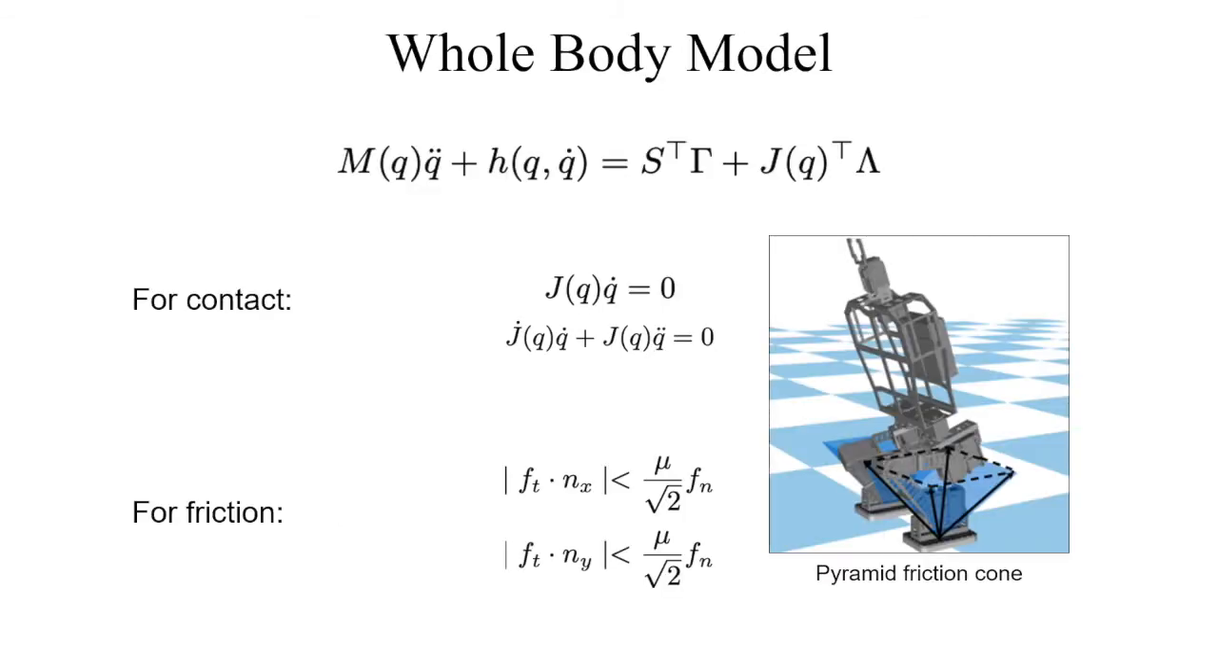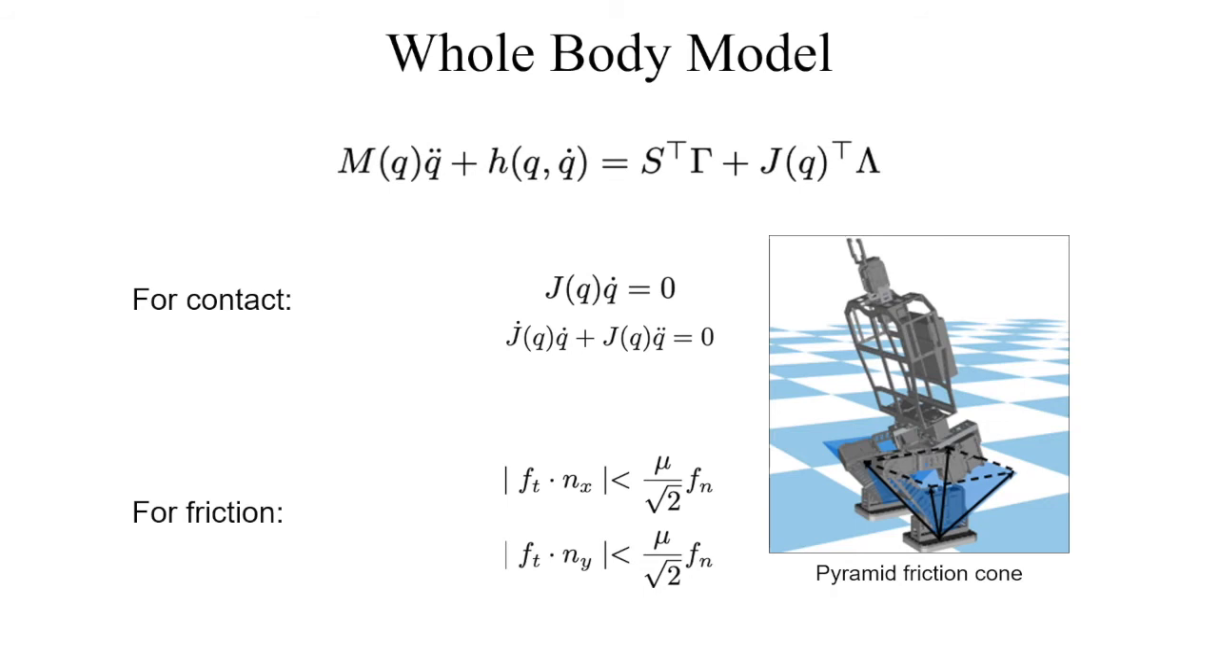Here is the whole body model. After solving the simplified model, we use a full model to command the robot to track the trajectory while considering the contact and the friction constraint. The first equation shows the whole body dynamics. M is the inertial matrix. H collects the Coriolis, centrifugal, and the gravitational forces. Gamma is the joint torques. S is the selection matrix.